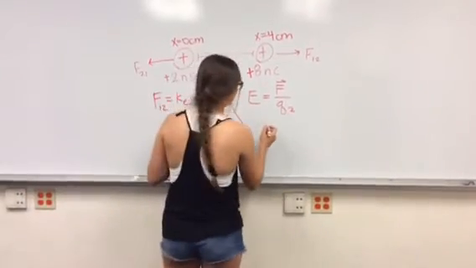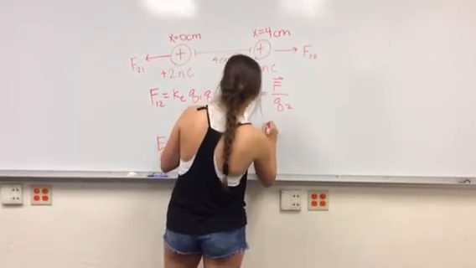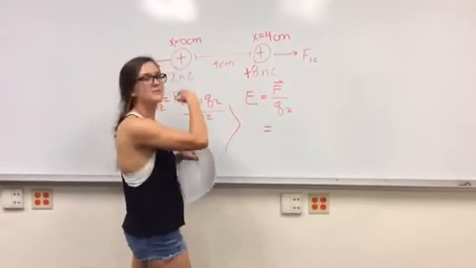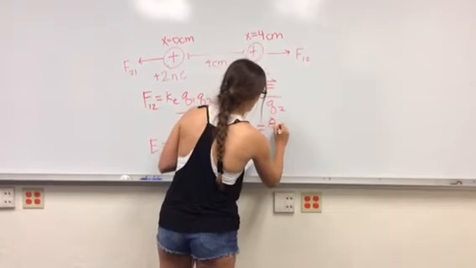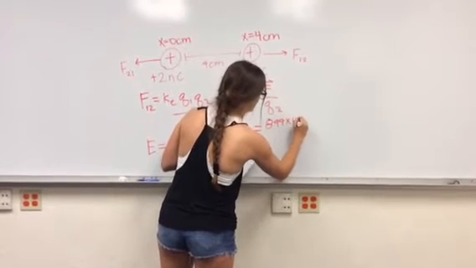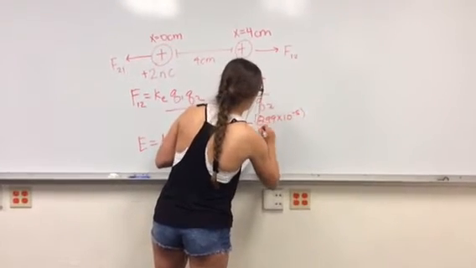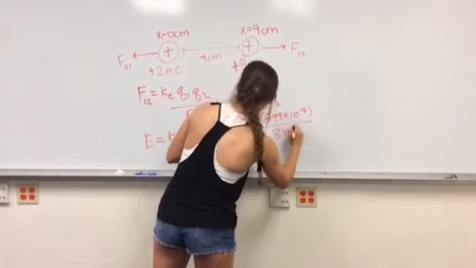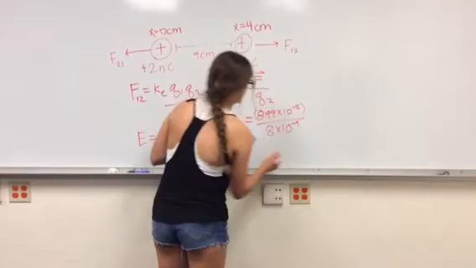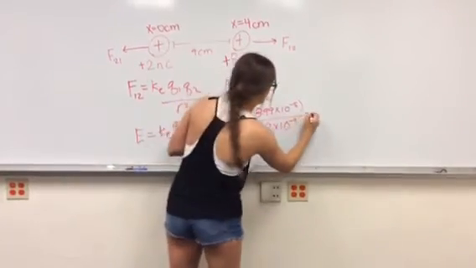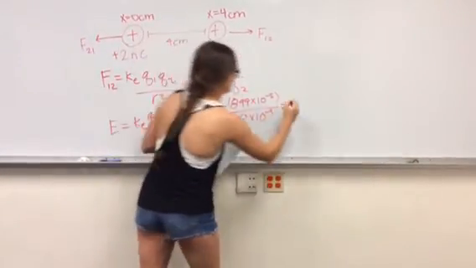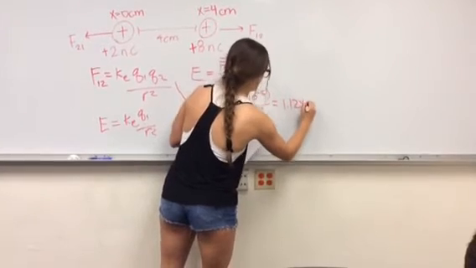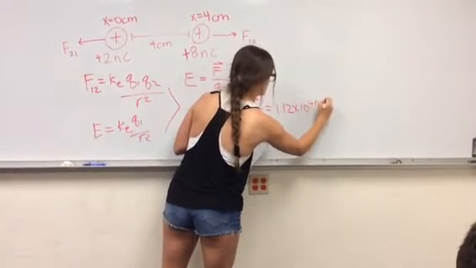And from here, you can see that if we take our force from part A, we go 8.99 times 10 to the negative 5th divided by 8 times 10 to the negative 9, this point charge right here, you get 1.12 times 10 to the 4th newtons per coulomb.